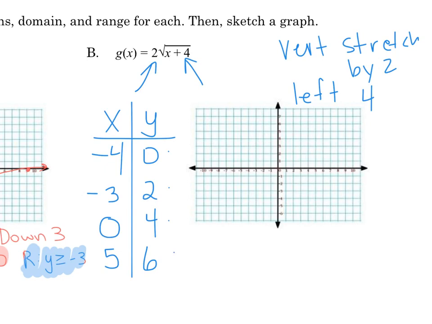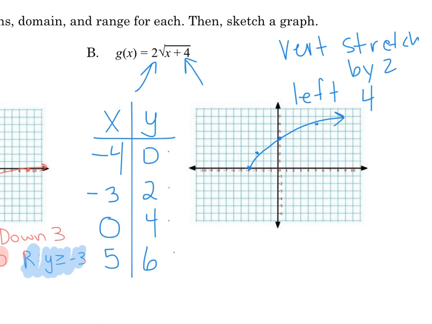So let's go ahead and plot those points. (-4, 0) is right there. (-3, 2) is there. (0, 4) is there. And (5, 6) falls there. And let's go ahead and draw our arrows in there.